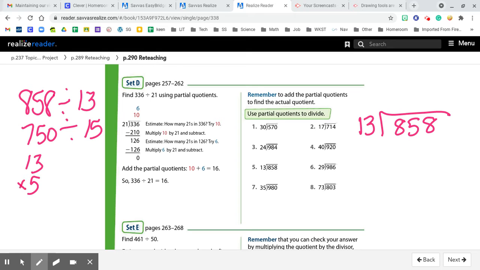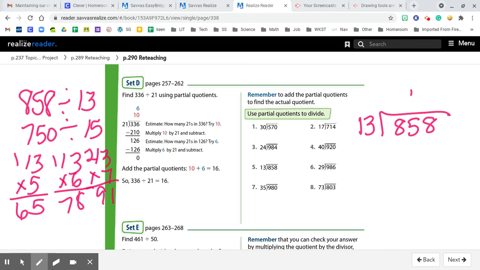13 times 5, 65. That's more than that. 13 times 6, 78. Let's see. And 13 times 7. I'm going to leave this over here because I might need it later on. 91. So I'm going to go with 13 times 6, 78. Divide, multiply, subtract, compare, and bring down. So my answer is 66 for that one.